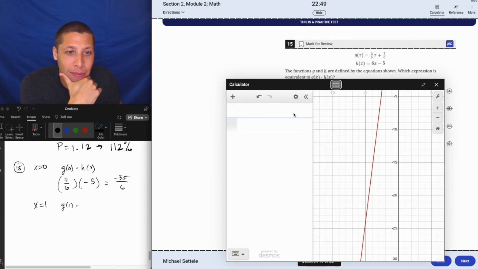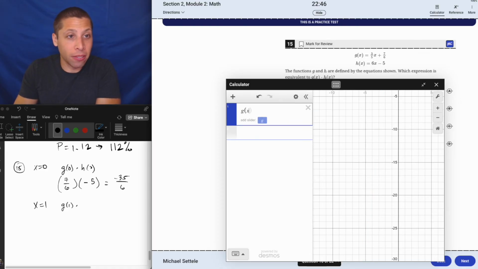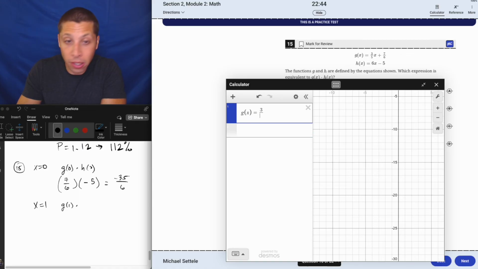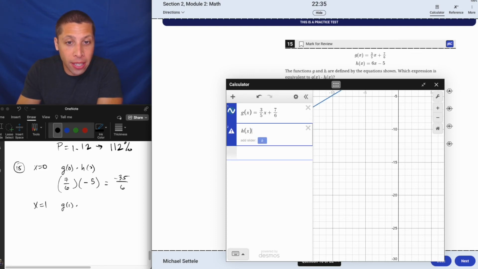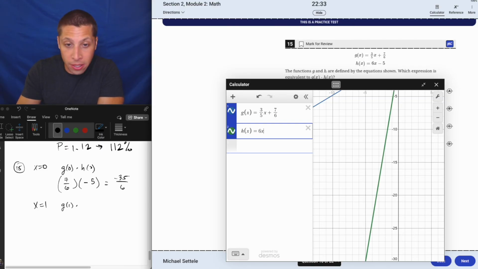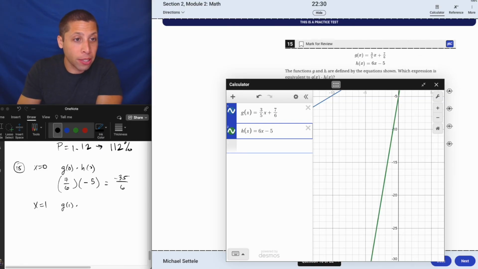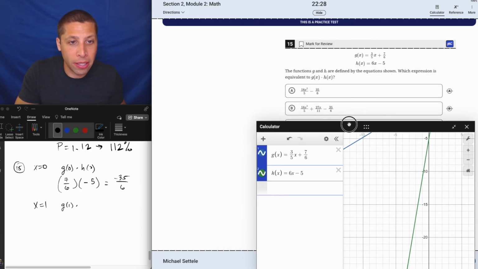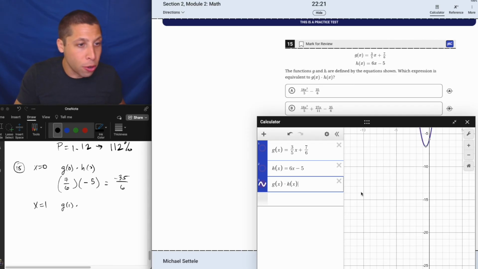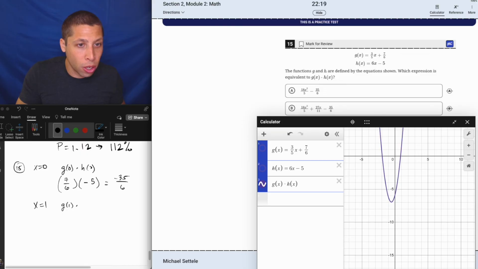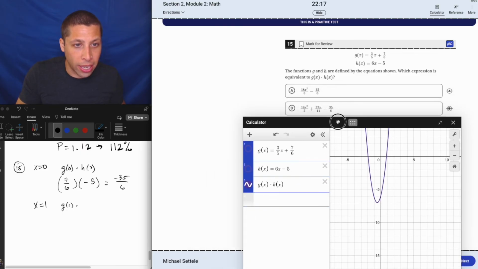All right. g of x is equal to 3/5 x plus 7/6. h of x equals 6x minus 5. Okay, so we have that, but I don't care about these themselves. Let's turn them off. And we want g of x times h of x. And we get a new thing, right? So there it is. So I want to know which of these looks like that.